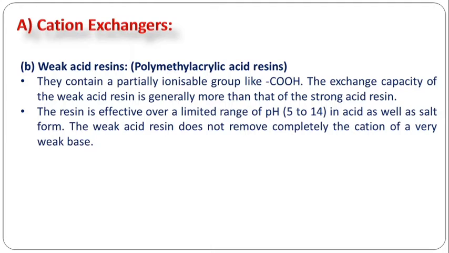The resin is effective over a limited pH range, that is 5 to 14. So in less acidic or basic conditions this can be used. The resin is effective over the limited pH range, 5 to 14, in acid as well as salt form. So it can be present in acid form as well as salt form.